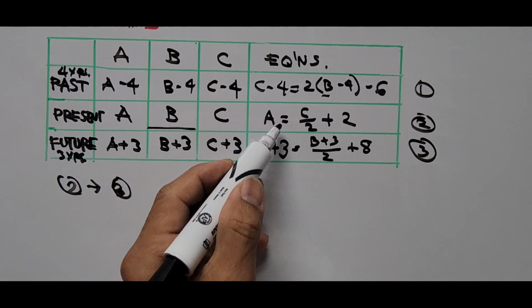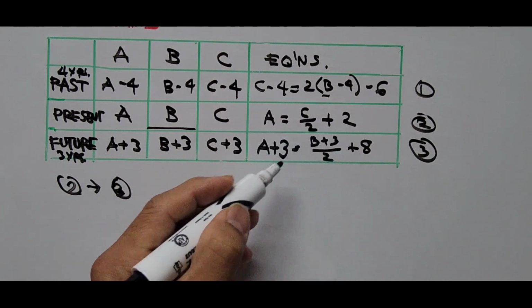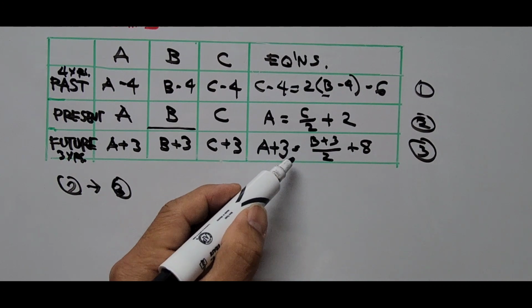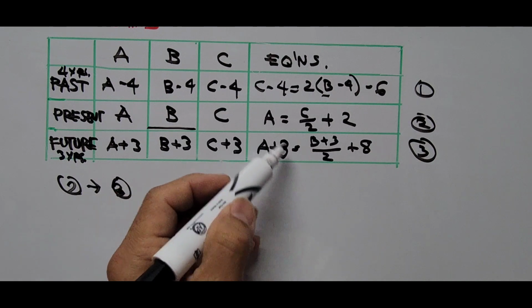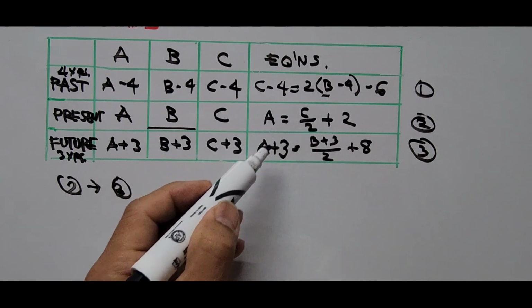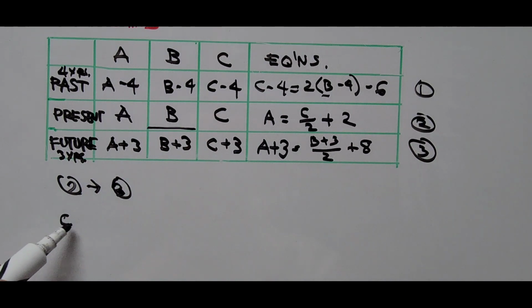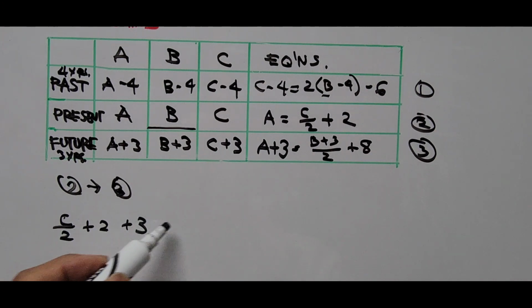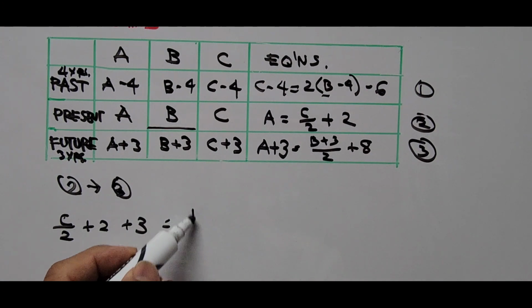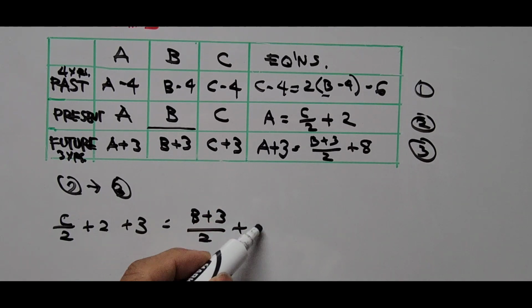All right, so equation 2 is A equals C divided by 2 plus 2. And equation 3 is A plus 3 equals B plus 3 divided by 2 plus 8. So we substitute the value of A from equation 2 to equation 3. So that is C divided by 2 plus 2, that's A here, then plus 3 equals B plus 3 divided by 2 plus 8.